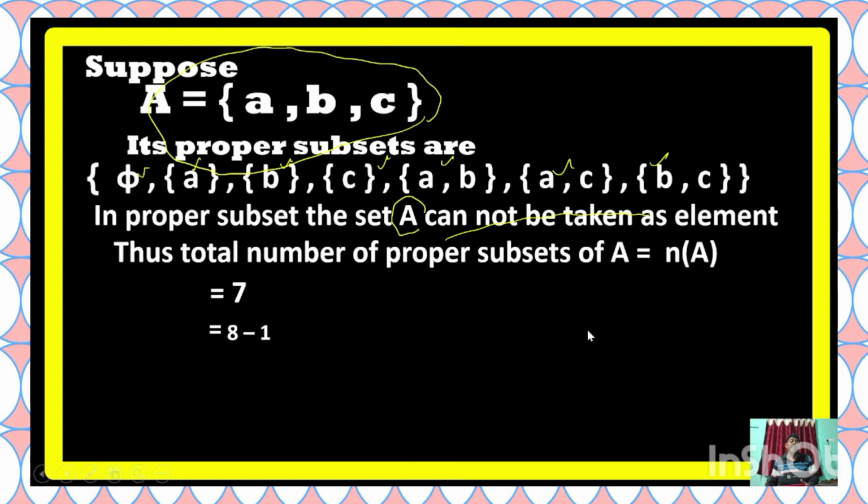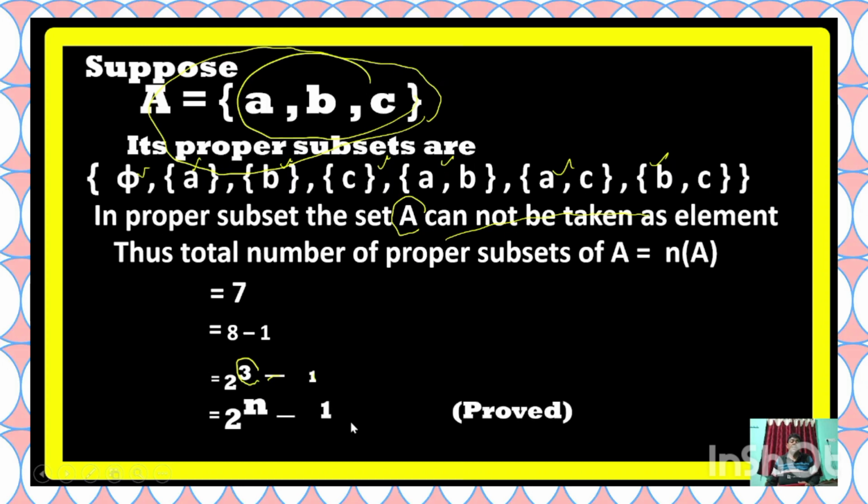And you can write 7 is equal to 8 minus 1, yes or no? And 8 can be written as 2 cube minus 1. And you clearly see, here you see, how many elements are in the set? The set has 3 elements, and you see the power of 2 is also 3. And the difference, minus 1. Minus 1 means we have to exclude the set A as a proper subset. That's why you have to do minus 1. Thus the total number of proper subsets of the set A, which is n of A, is 2 to the power 3 minus 1.